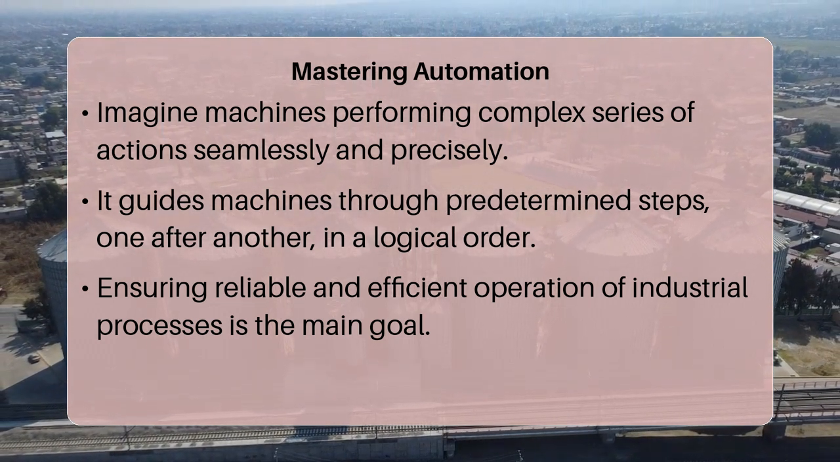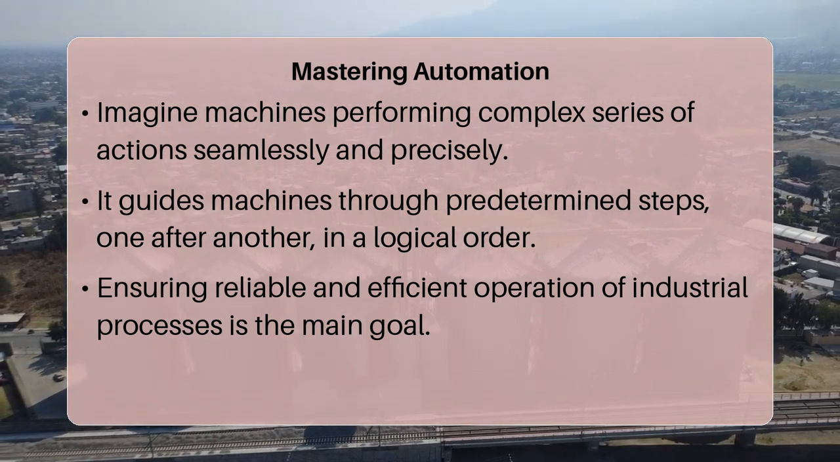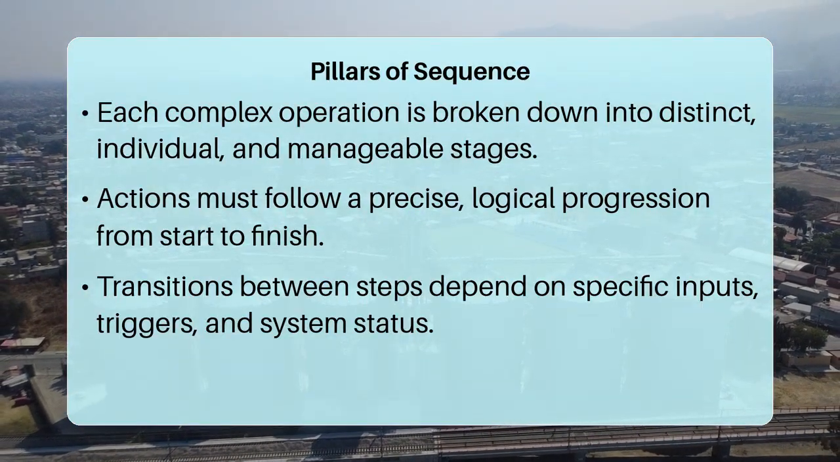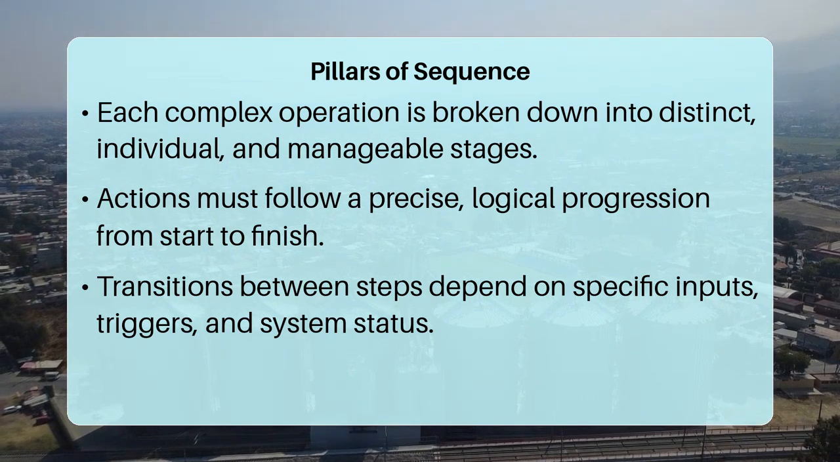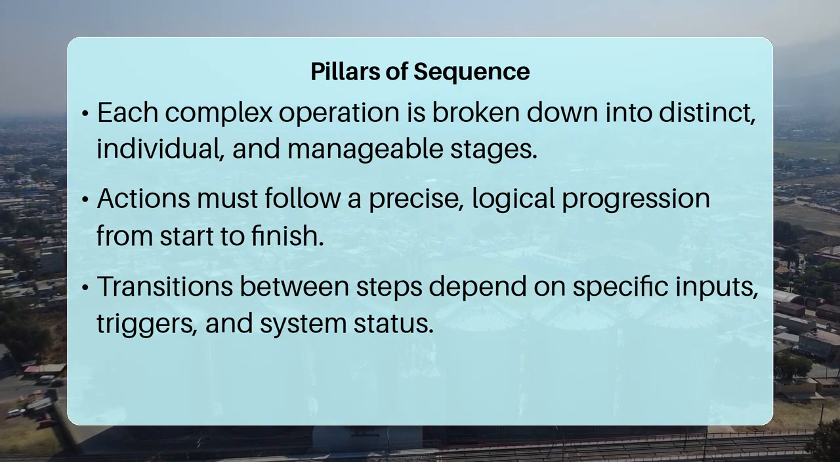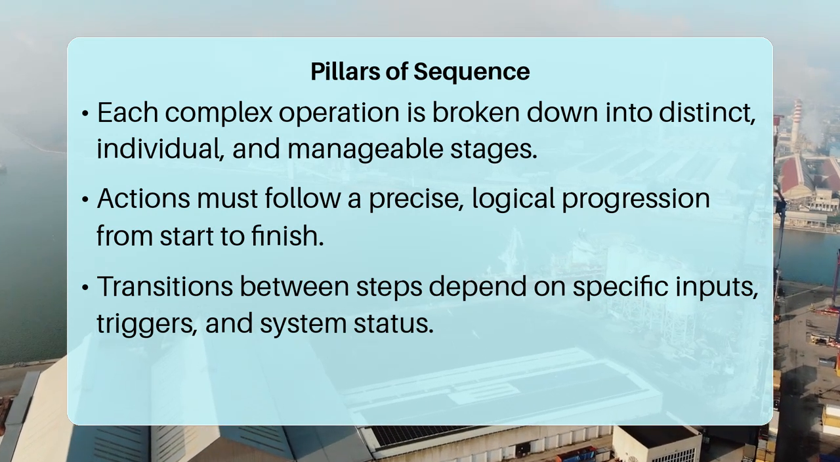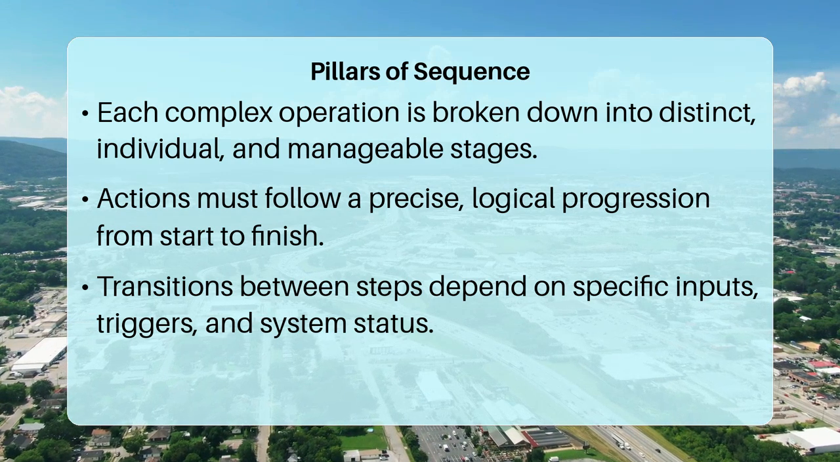The core reason sequential control is so effective lies in its foundational principles, which mirror how we naturally break down and execute tasks. First, there is the principle of discrete steps. This means every complex operation is divided into smaller, individual, and clearly defined stages. Think of it like a recipe where each instruction is a single step, like mixing ingredients or baking.